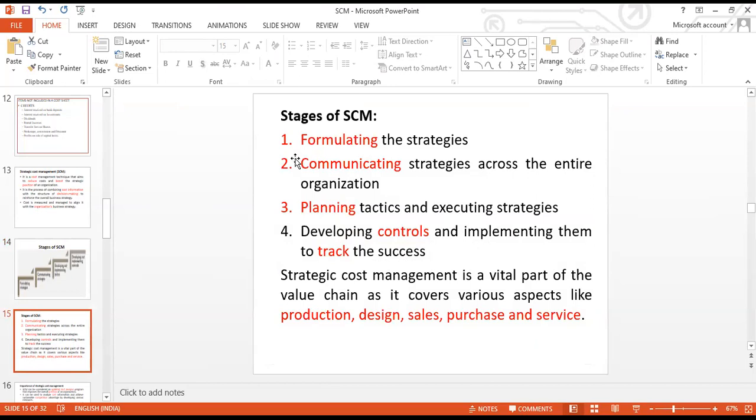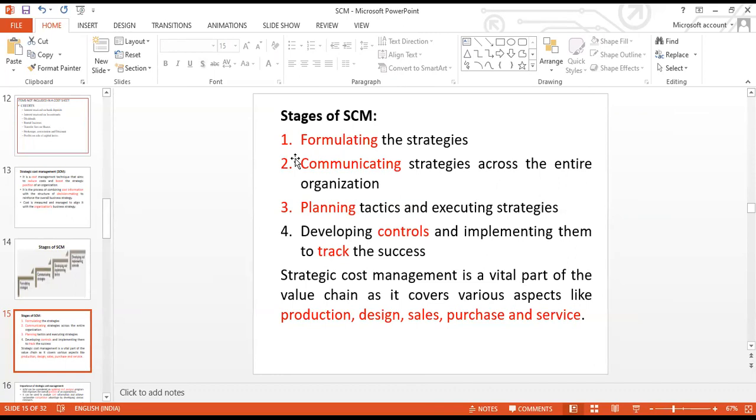So just look, first is the formulation of your strategies, communicating these strategies across the entire organization, then planning of tactics, yani rules and regulations and strategies we will plan, and developing control on this. We should have control. These policies will be within our control, and implementing these policies to track the success, to grow the organization, we have prepared the policies. And if we formulate the policies, communicate the policies, plan the policies, control the policies regularly, automatically there is the success of the organization, there is the growth of the organization, there is the profit of the organization.